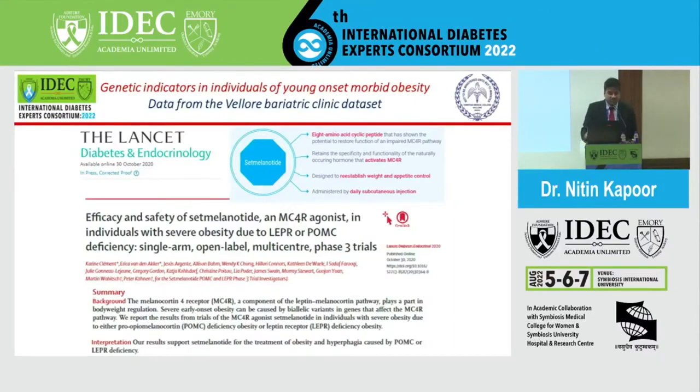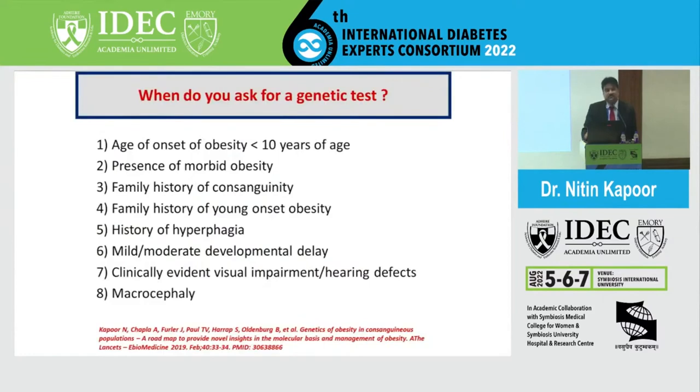So when do you ask for a genetic test? In a young child with obesity onset at less than 10 years of age, somebody who has severe obesity or a family history of obesity, somebody who has hyperphagia, developmental delay, or telltale signs of any of these syndromic causes, then you ask for these tests. So that's about the pathophysiology of obesity.